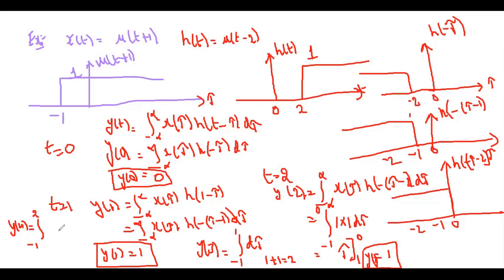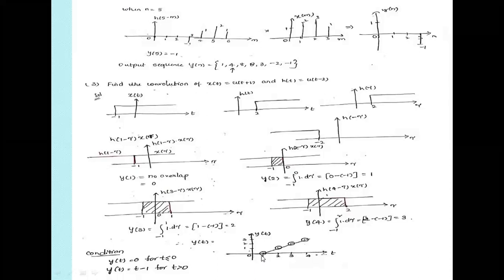Still it is a finite value, -1 to 2, and you get 1 into d tau. Again, the value y of 4 is equal to 2 minus of minus 1, that is 3. So it goes on increasing the value: 0, 1, 1, 2, 3, and so on. You can still move towards the right side. Got it, my students? Now you can see that at 0, the value is 1, 2, 3, 4, and so on. It goes on increasing.